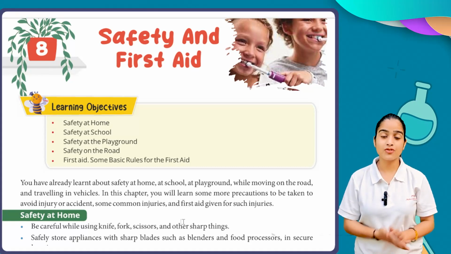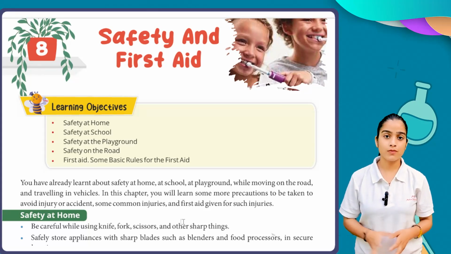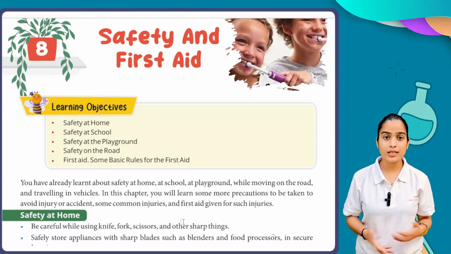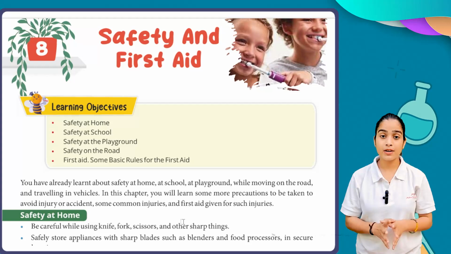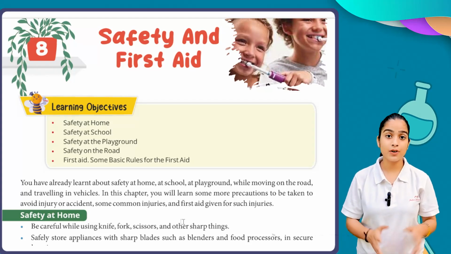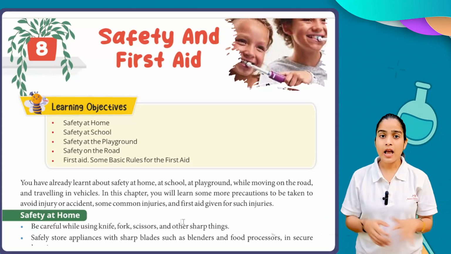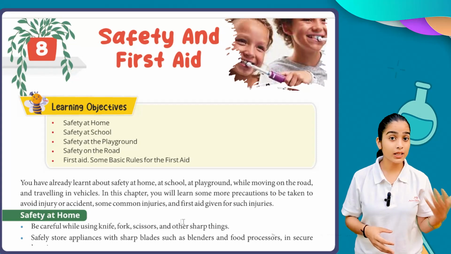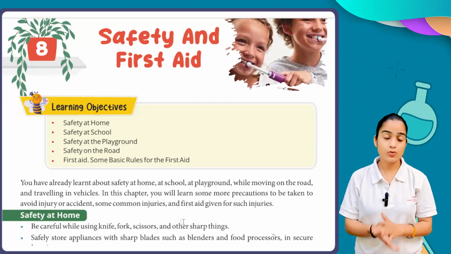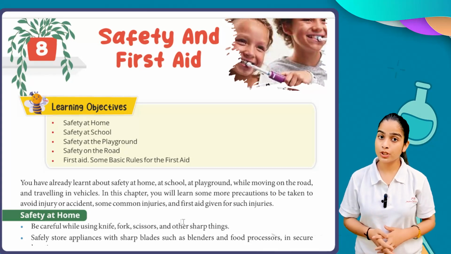And today we have chapter number 8, safety and first aid. So now we have a question. Why is there a need to learn safety rules and first aid? Because if we know about the safety rules, we can protect ourselves from injury and from accidents. And if, even after following the safety rules, we have small accidents, we can use first aid to protect ourselves till we reach the hospital.